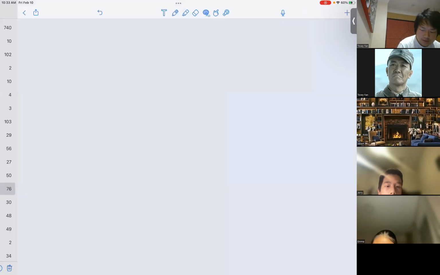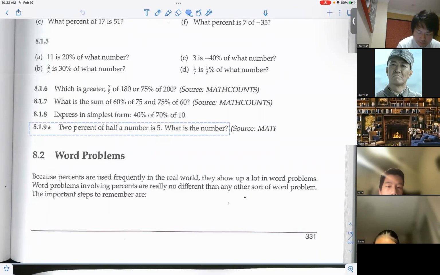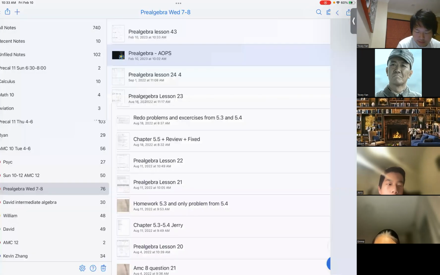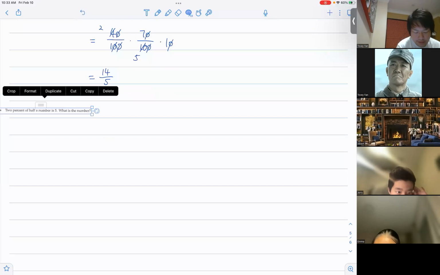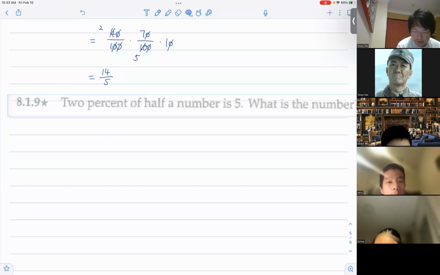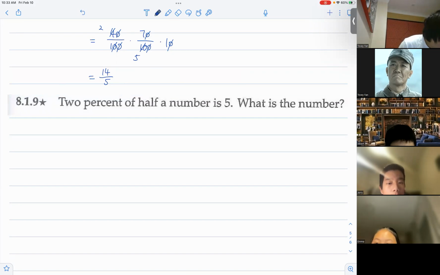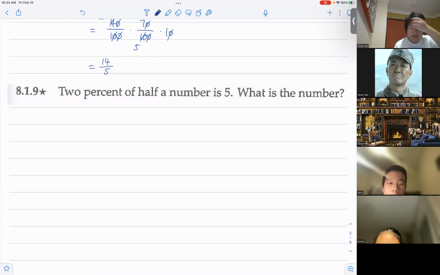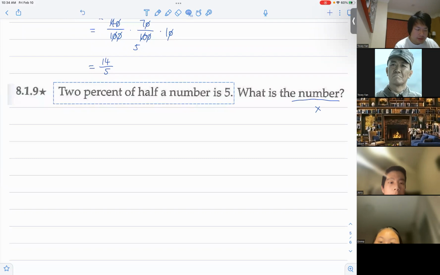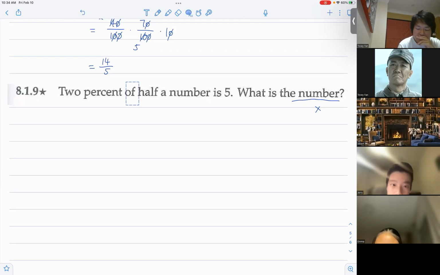All right, one last question. So this one is for both Emma and Jerry, okay? But Emma just did one, so Jerry, let's do one last problem before we go. 2% of half of a number is 5. What is the number? Again, we suppose x and try to come up with an equation, okay? Number is x. How do we translate this into an equation? Something of something is still multiplication, right?